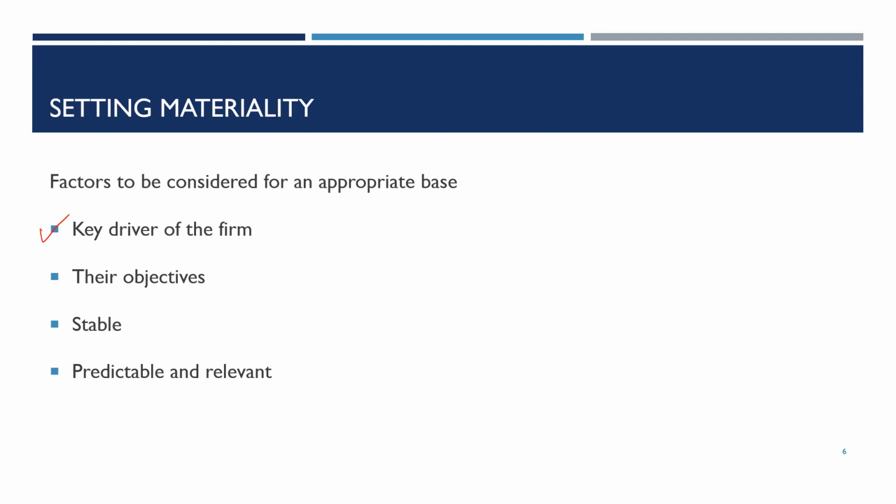What are the company's objectives? What is likely to be a stable base, because normally the auditor likes to choose the same base year after year. Also, the auditor might consider what's predictable and relevant for the client.